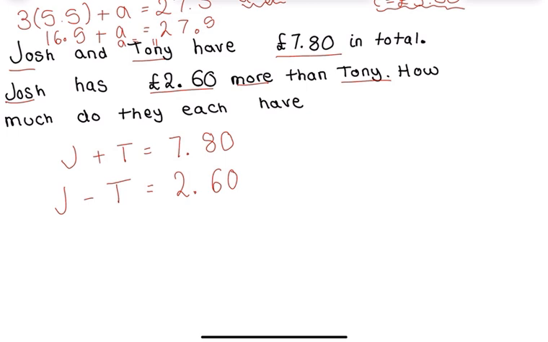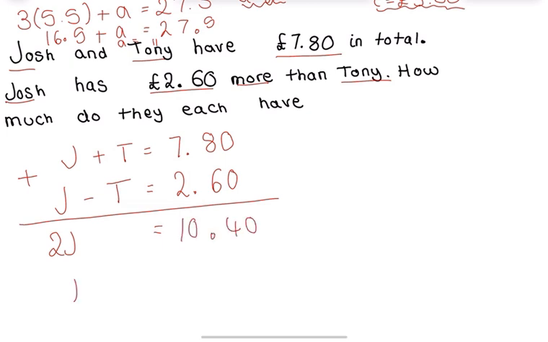Now, because the signs are different, we need to add these equations together. So we're going to get 2j, now those T's will just cancel each other out, and then we're doing 780 plus 260, which is going to give us 1040. Now solving that equation by dividing both sides by 2, we know that Josh must have £5.20.